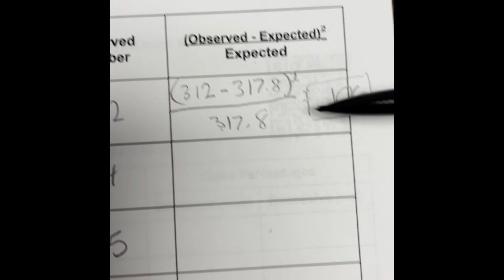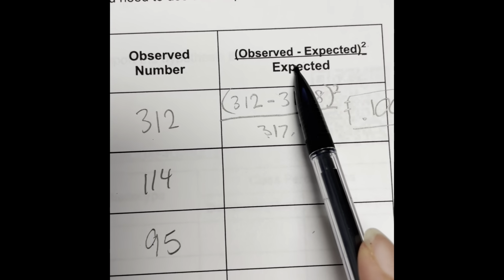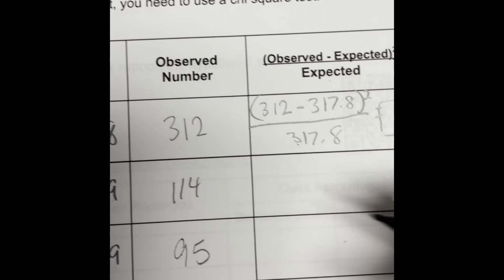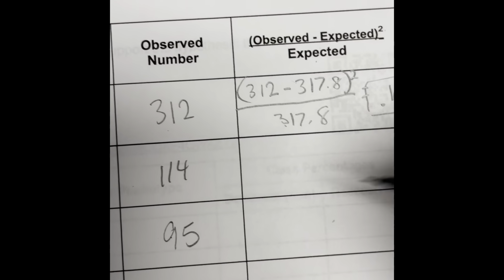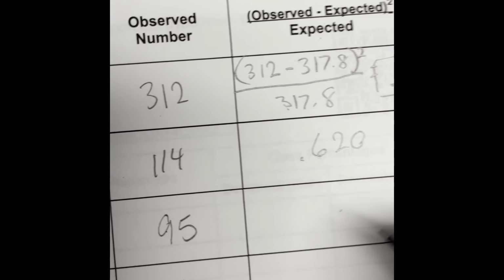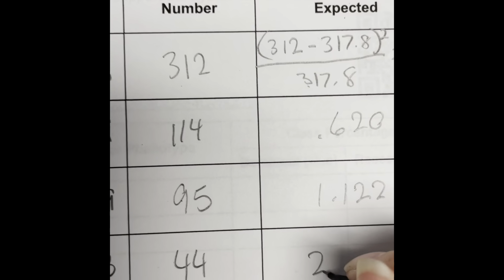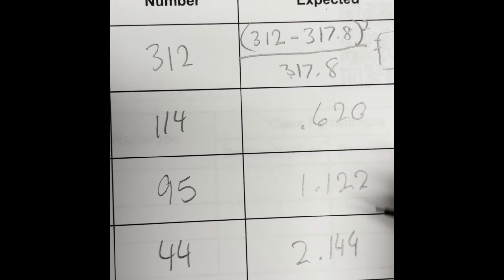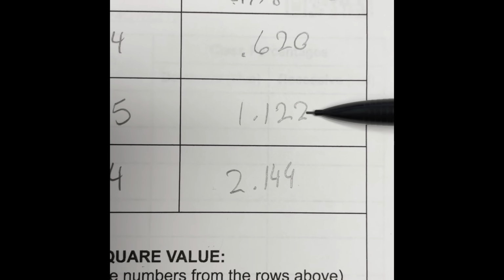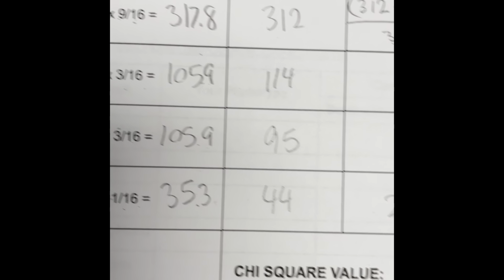I need to find the chi value for each category. So again, plug those numbers into this formula and plug that into your calculator. We should get 0.620, 1.122, and 2.144. Notice that a larger number indicates a larger deviation from expected value.